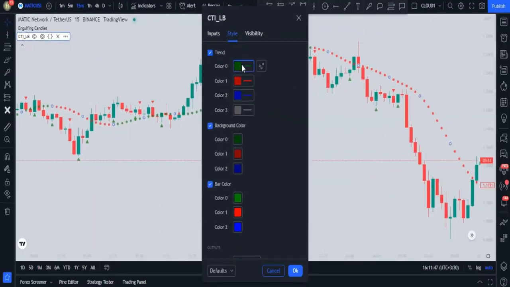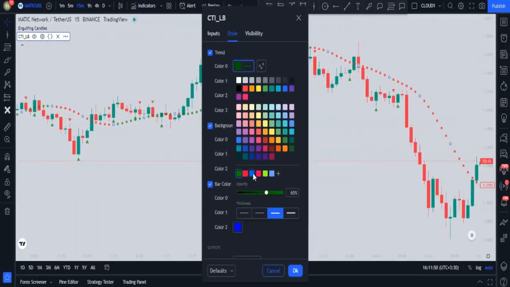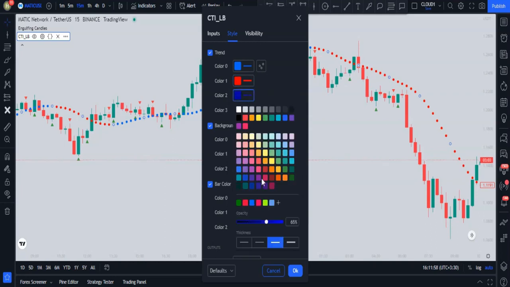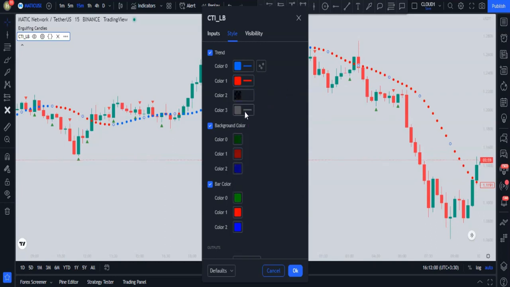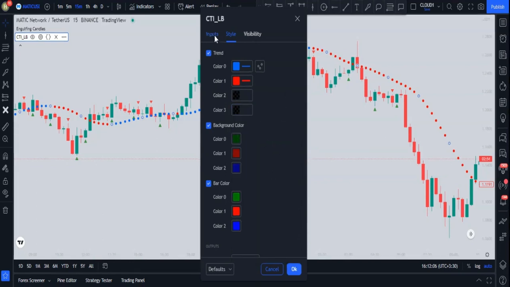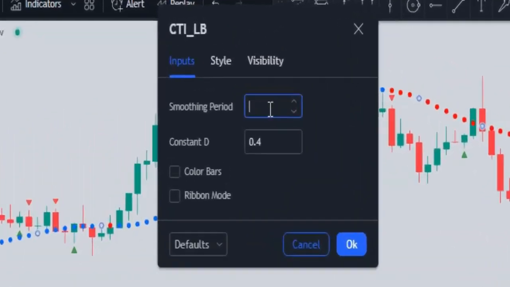So in the style section, make color 0 blue and make it a little more thicker. And color 1 should be red, and also make this one a little more thicker, and get rid of color 0 and color 3 by making their opacity 0%. The next step would be to change the smoothing period from the inputs tab from 21 to 200.